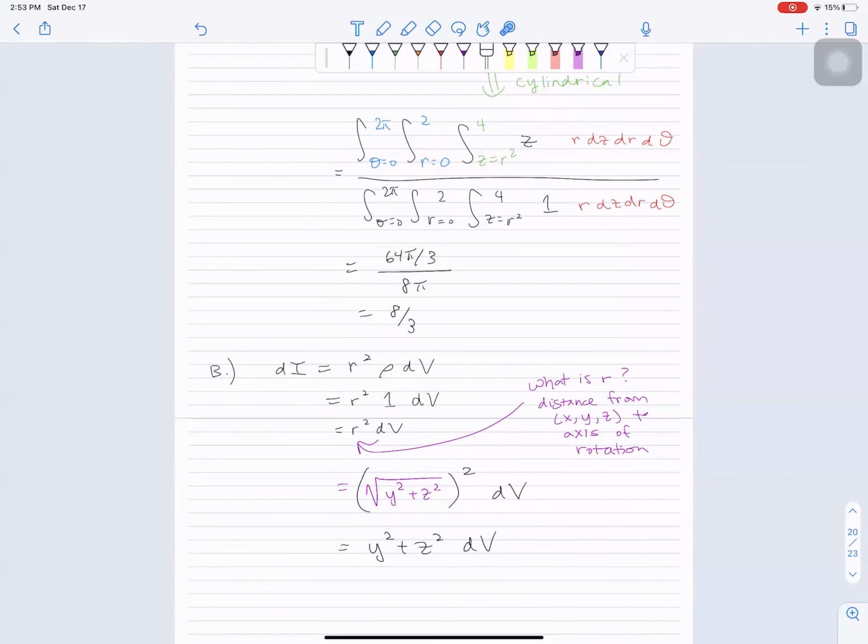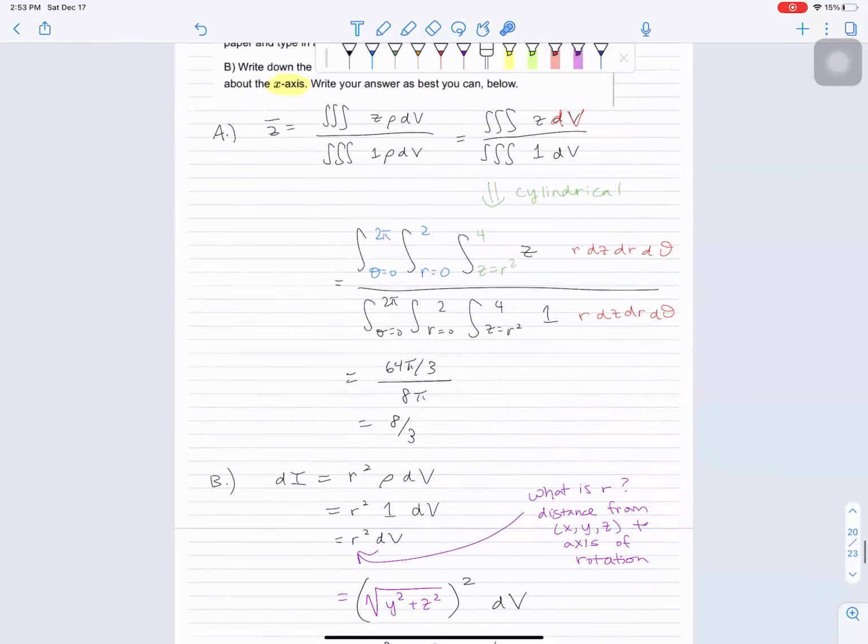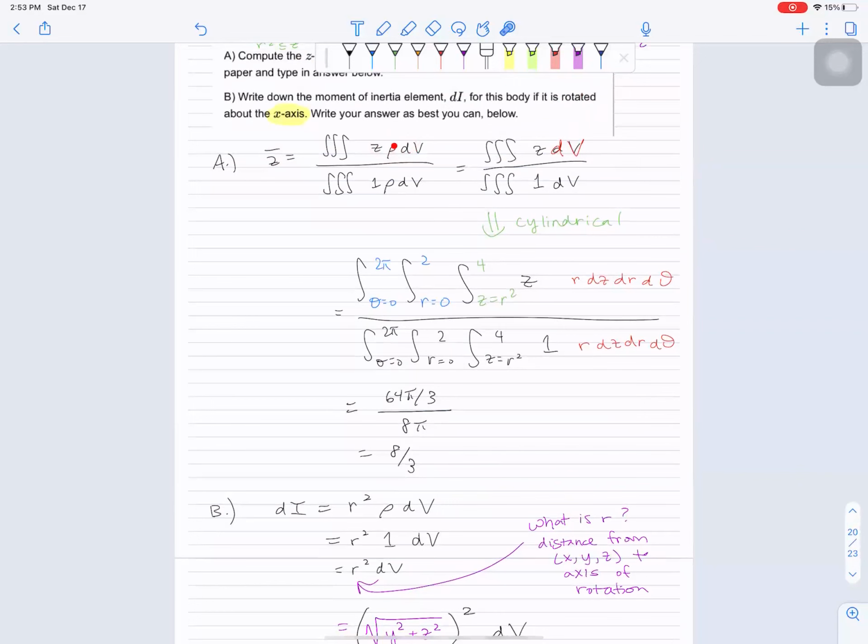Okay, question: why do you take the density into account when you compute the centroid? That's the formula. For centroid, you always have density in there. The center of mass does not have density in the formula.